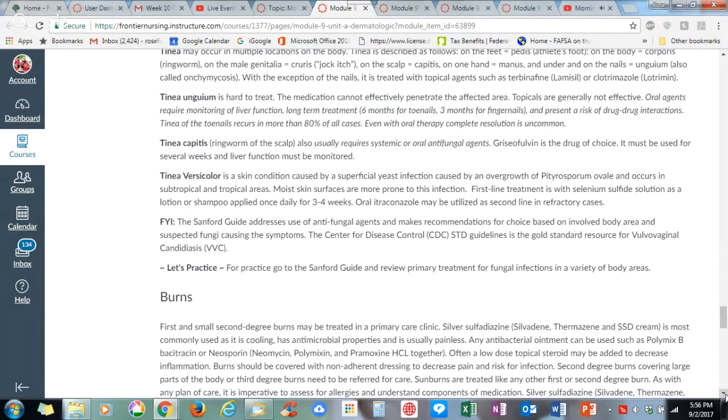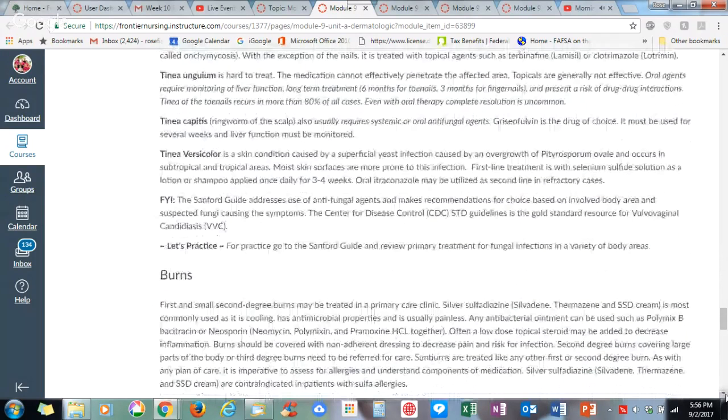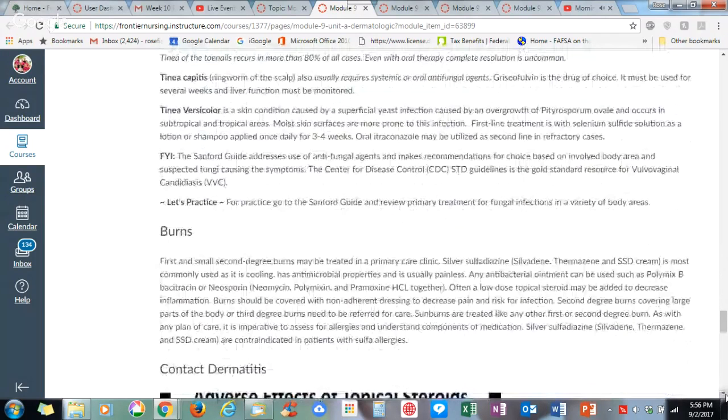Tinea capitis, which is ringworm of the scalp, also usually requires systemic or oral antifungal agents. Griseofulvin is the drug of choice. It must be used for several weeks and liver function must be monitored.